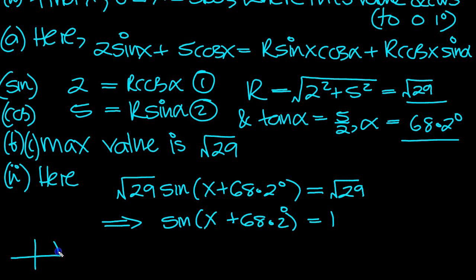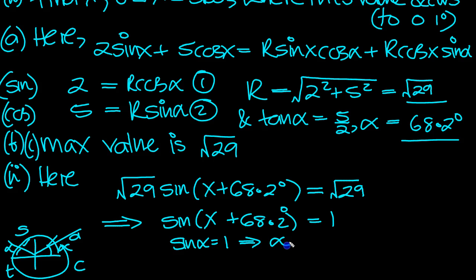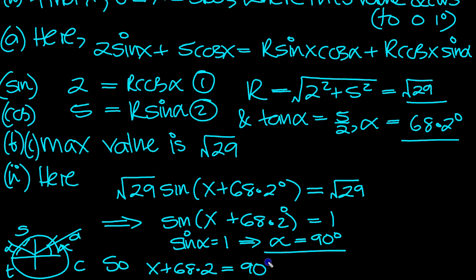So let's draw a circle. We're solving between 0 and 360, using CAST. Sine is positive in the first and second quadrants, so draw 2 lines to the horizontal and mark off the associated acute angle to the horizontal, and write sine alpha equals 1. So alpha, shift sine, gives us 90 degrees. So x plus 68.2 is equal to 90 degrees.